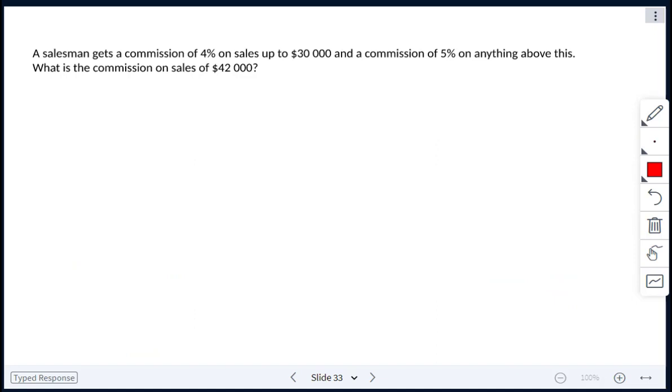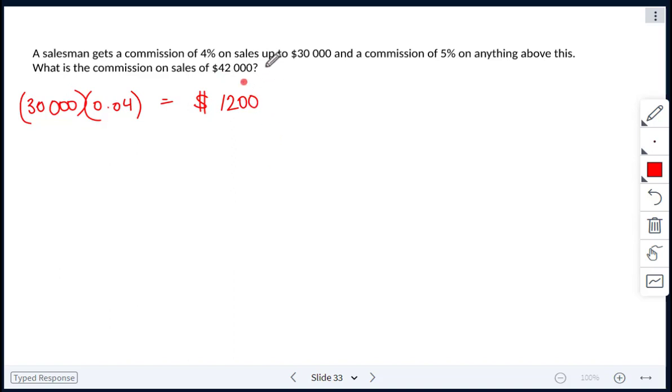Okay, so next example, a salesman gets a commission of 4% on sales up to $30,000 and a commission of 5% on anything above this. What is the commission on sales of $42,000? So we have to take that $42,000 and split it. The first $30,000, he gets a commission of 4%. So we'll change that to decimal form, 0.04, which gives me 1,200.